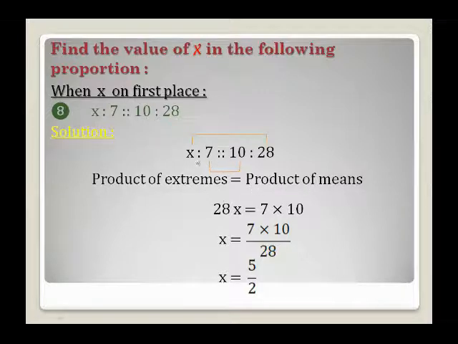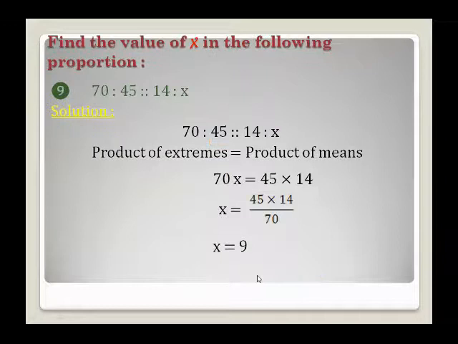Now here the extremes are x and 28. So we multiply x and 28, we get 28x is equal to 7 multiplied by 10, and 28 is multiplied with the x, so we divide on the other side and we write 7 multiplied by 10 divided by 28, and after simplification we get x is equal to 5 upon 2. This is the final answer, the value of x in the form of a fraction.